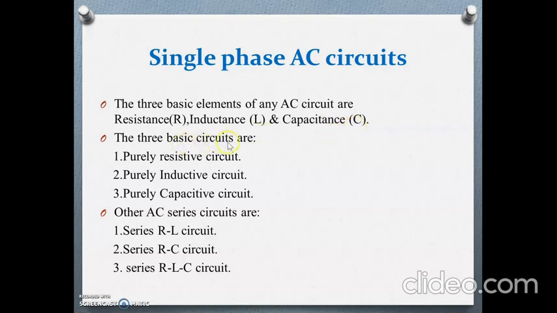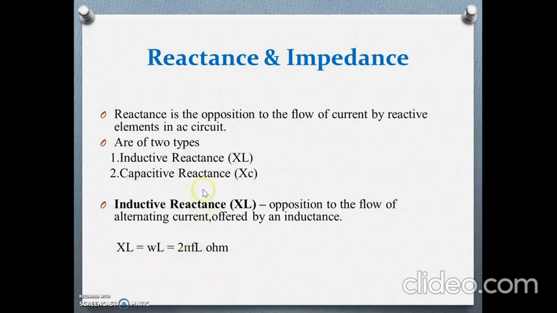We have three basic circuits, such as the purely resistive circuit, the purely inductive circuit, and the purely capacitive circuit. Other AC series circuits are the series RL circuit, series RC circuit, and series RLC circuit. In this video, we are going to discuss these three: purely resistive, purely inductive, and purely capacitive. Let's see some basic terms.